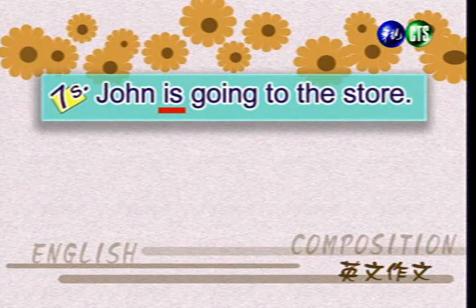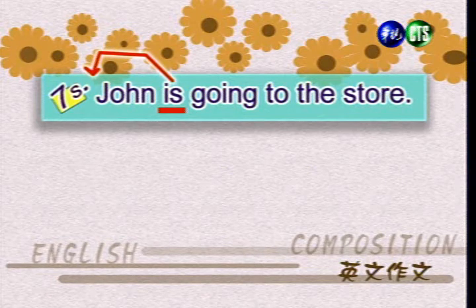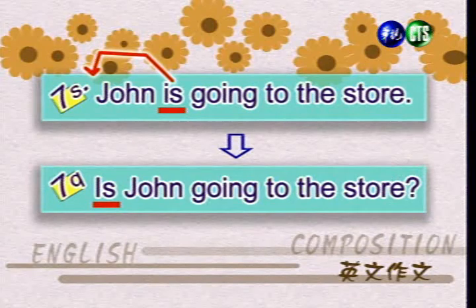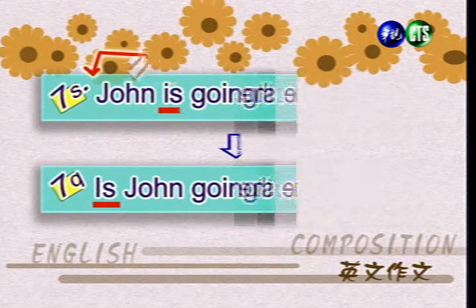Notice we have an auxiliary verb is before the main verb going. If we want to make this into a yes/no question, we need to move the auxiliary verb before the subject of the sentence. Then we end up with a question like this one. Is John going to the store?